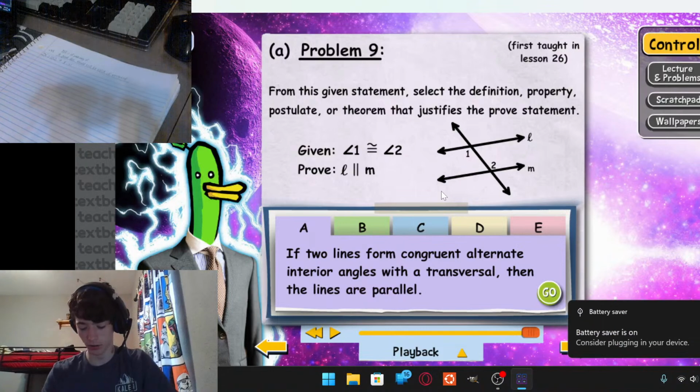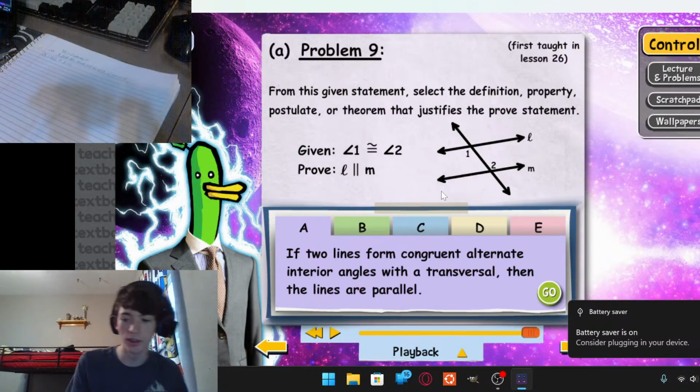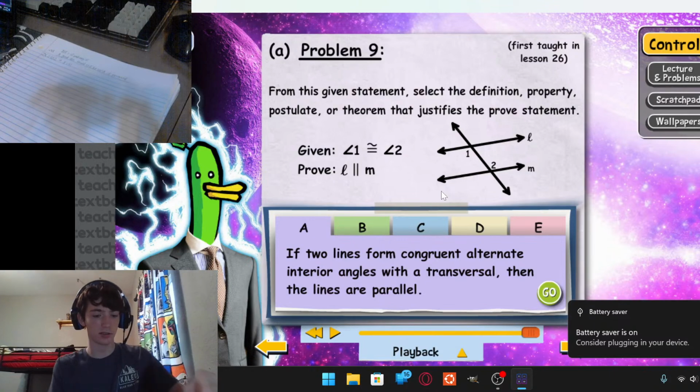Okay. Oh, that would be battery saver. Already? Jeez. I'm not even running that many things.